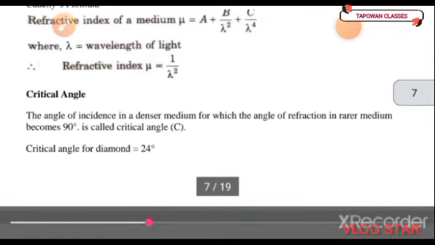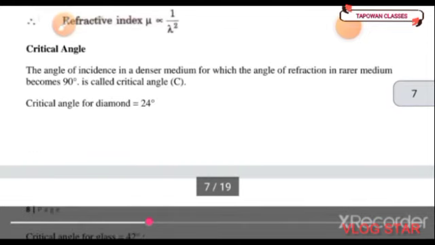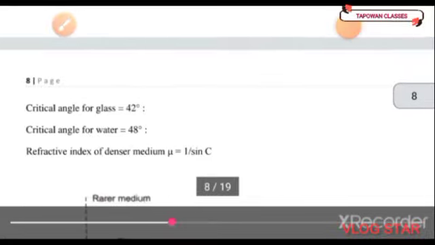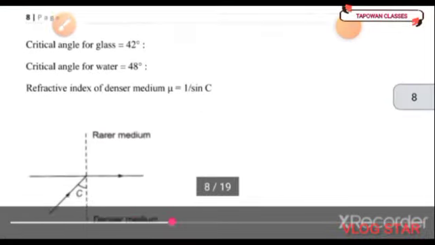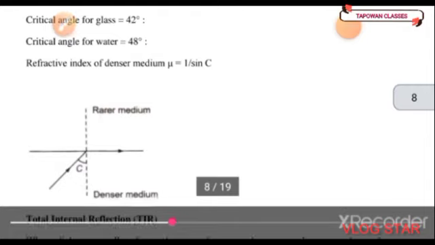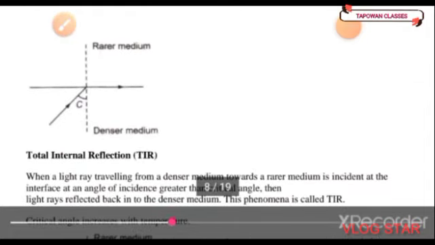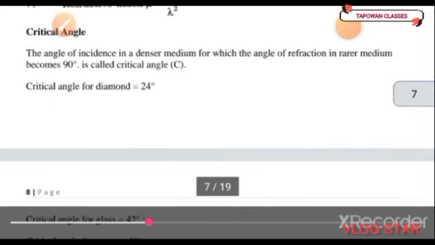Now we come to the point of the critical angle. What is the critical angle? The angle of incidence in the denser medium for which the angle of refraction in the rarer medium becomes 90 degrees is known as the critical angle, and it is denoted by capital C. The critical angle of diamond is 24 degrees, of glass is 42 degrees, and of water is 48 degrees. The refractive index of the denser medium mu is equal to 1 by sin C.